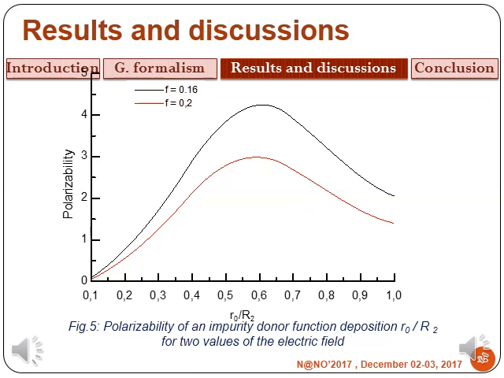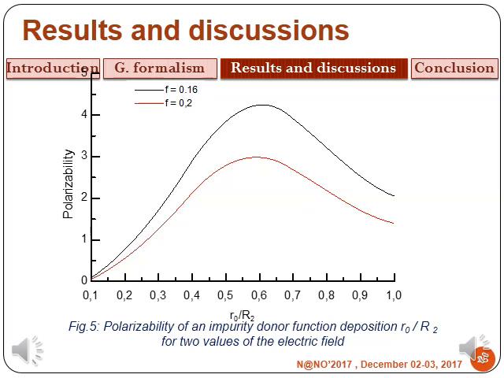The electric polarizability as a function of the impurity position is plotted in figure 5. In this figure, we show that the electric polarizability increases with the donor position until it reaches the middle, the ratio R0 on R2 equal to 0.5. When the ratio R0 on R2 is greater than 0.5, the polarizability decreases with increasing the size of the quantum dot.